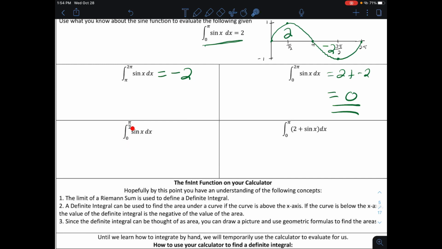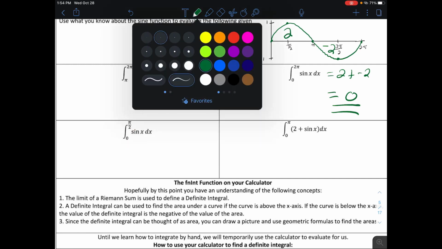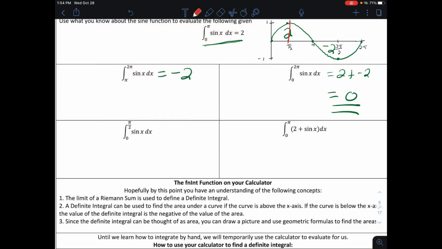The next one here, we want to go from 0 to pi over 2. Well, pi over 2 lies halfway in between 0 and pi, which means that both of those sides there would be 1, and that graph is symmetric. That one portion here, it splits it right in half. So we could divide that region into 2, so it'd be 1/2 times 2, which means that that value would be 1.